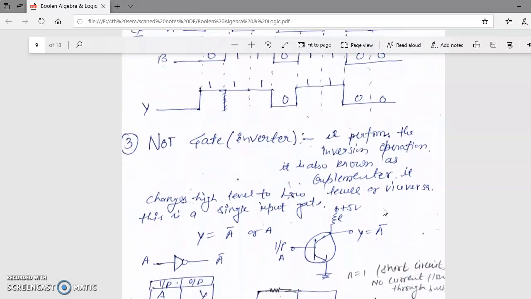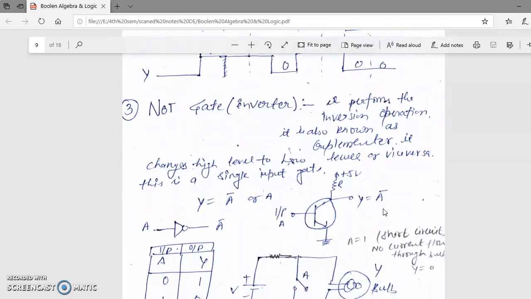Next gate is the NOT gate. These are the basic gates. We have learned about the basic gates. First one is the AND gate, next one is the OR gate, and third one is the NOT gate, or we can say it is an inverter, because it inverts the input at the output. If we apply 0, we get the output 1. If we apply 1, we get the output 0. It performs the inversion operation. It is also known as a complementer, and it changes high level to low level, or vice versa.